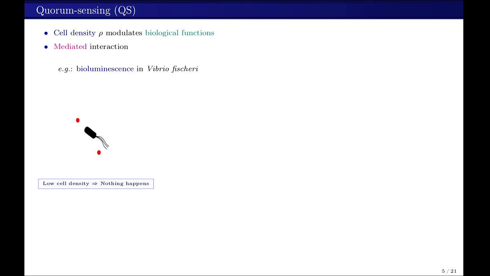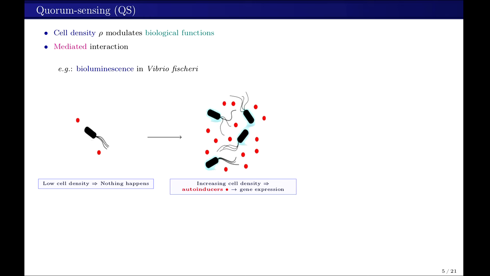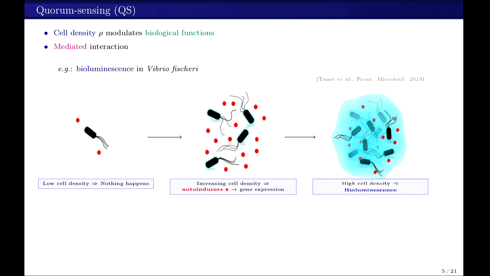One that you can find in nature is bioluminescence in the Vibrio fischeri bacterium. When this bacterium is swimming alone or at very low cell densities, nothing happens. But then you increase the density, and at that point they start to exchange small signaling molecules called autoinducers. These autoinducers, in turn, regulate the genetic expression of some particular proteins, and the proteins they regulate are responsible for bioluminescence. So here we have a density-based mechanism: beyond a certain threshold, we observe the appearance of a biological phenomenon, in this case bioluminescence.